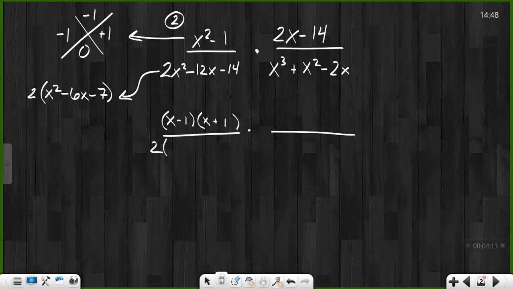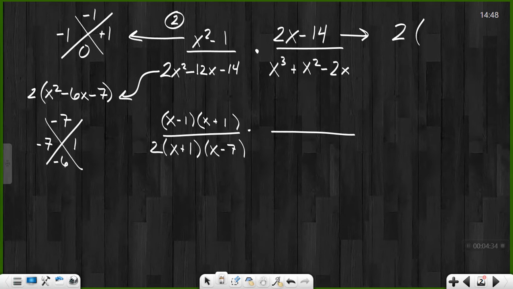Once again, I notice it's just x squared, so my groups are going to go down to just x and x. And what multiplies to get negative 7 but adds to get negative 6? Well, negative 7, positive 1. So plus 1. Yep. And minus 7. There we go.